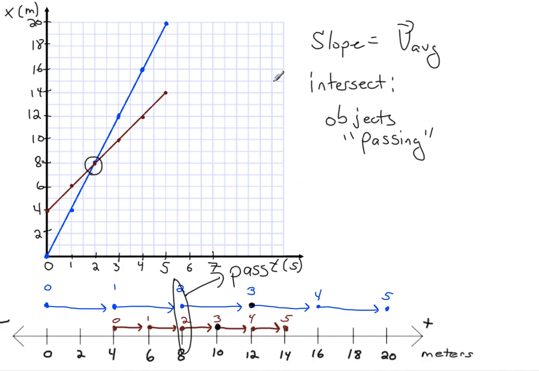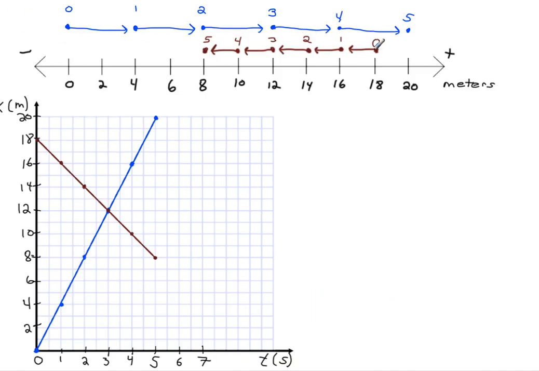So one other thing I'd like to show you: if I take the red object now, and take this motion diagram and make it travel in the different direction, same speed, but traveling in the negative direction instead of the positive direction, I want to show you the effect that has on the graph. So I made the position 0, and now the red object is starting at a position of 18. So you'll see it over here on the graph, 18 meters at a time of 0 seconds.